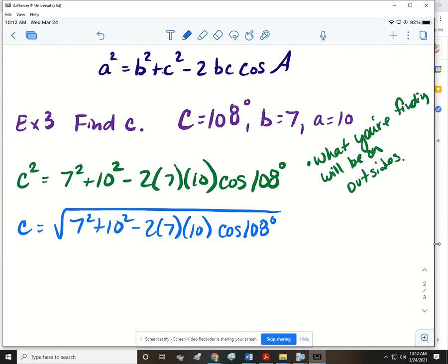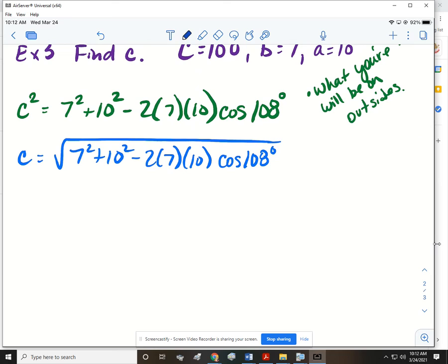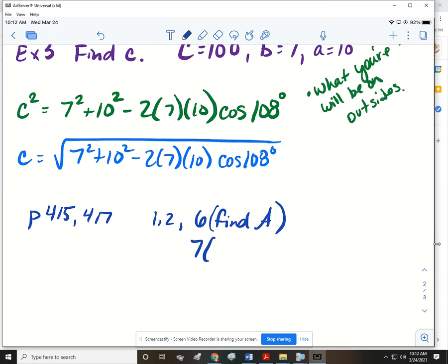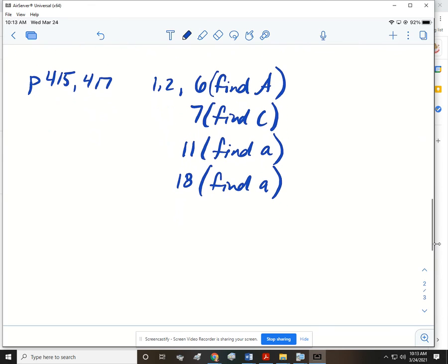As long as what you're looking for is an outside variable and everything else you throw on the insides, it will work out. Your assignment is kind of weird, mainly because your book expects you to use a graphing calculator to do the problems, and we aren't going to. There are 2 pages, page 415 and 417. 1 and 2 are vocabulary. On number 6, I only want you to find angle A. On 7, find angle C. On 11, find side A. On 18, find side A. And on 19, find side B. Then do number 66. Number 66 is determining whether or not you use law of sines or law of cosines.